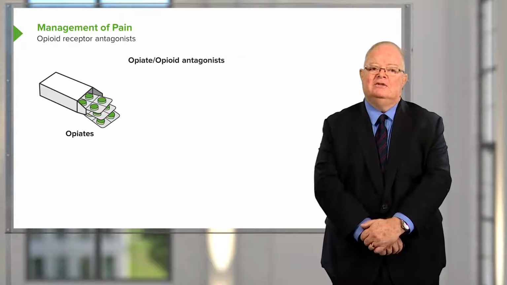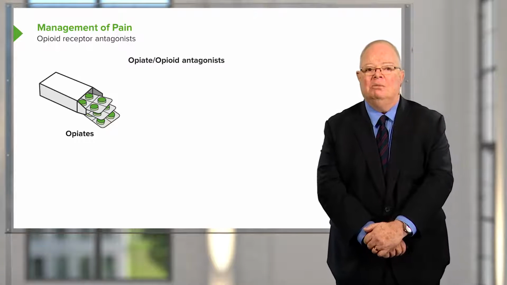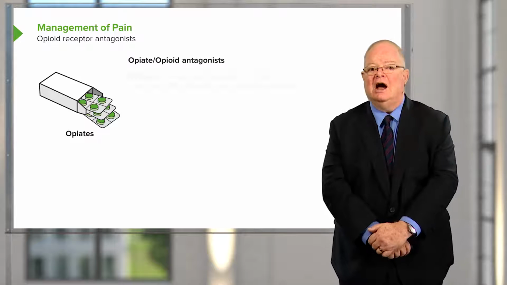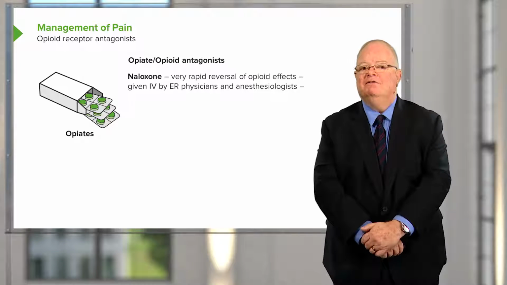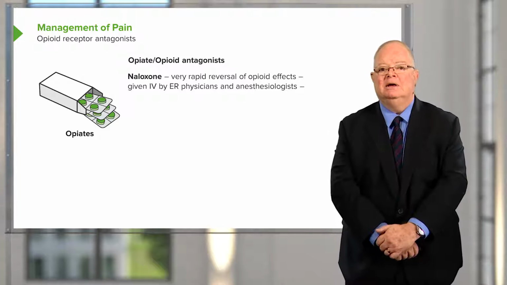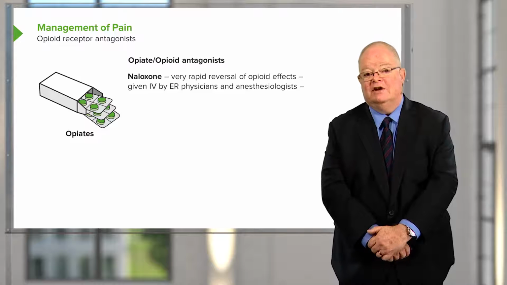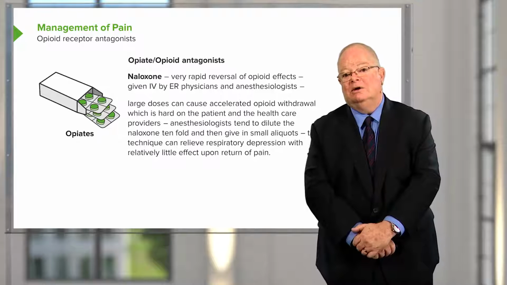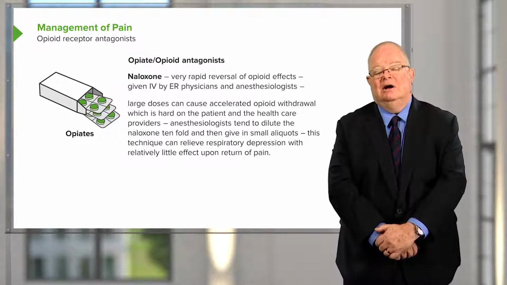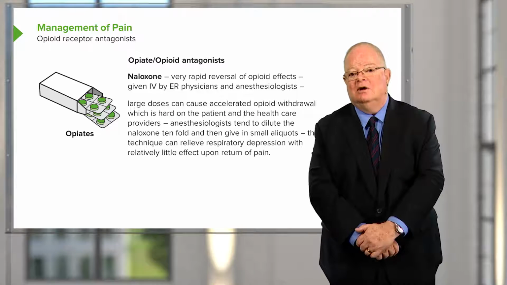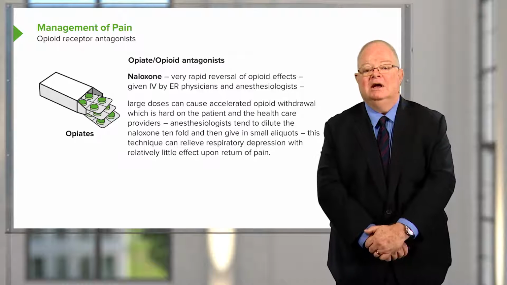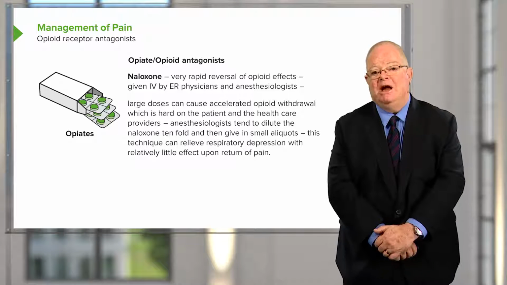So the good news when it comes to opioids is that although the agonists are very complex and difficult to manage in some people, it's actually incredibly easy to reverse these drugs using naloxone, which is given intravenously and has a very rapid effect, seconds before it reverses the effect of the opioid. It's given primarily by emergency physicians and anesthesiologists. Emergency physicians tend to use fairly high doses, and this can cause accelerated opium withdrawal in patients who have been addicted to the drugs. Anesthesiologists, being a more conservative group, tend to give very dilute naloxone in small aliquots. This technique allows patients to resume respiratory activity with relatively little effect upon return of pain. So patients' pain control remains reasonably good and they breathe, which is the goal of all of this.